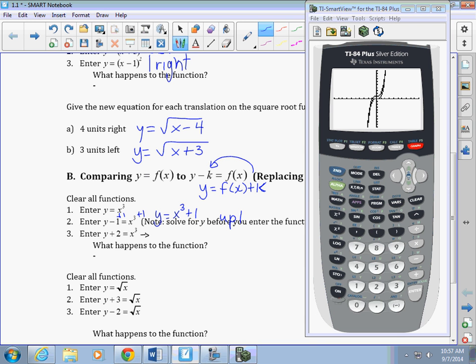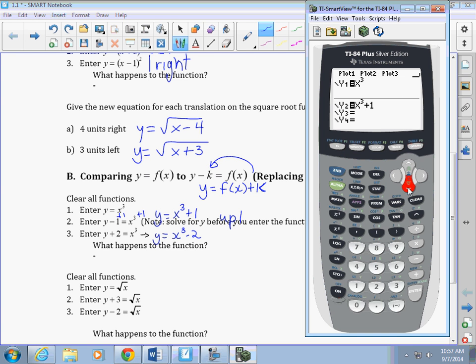If I do y plus 2 is equal to x cubed, this is going to become y is equal to x cubed minus 2. So x cubed, oops, minus, not negative 2. Graph it. You can see it's moved down 2.